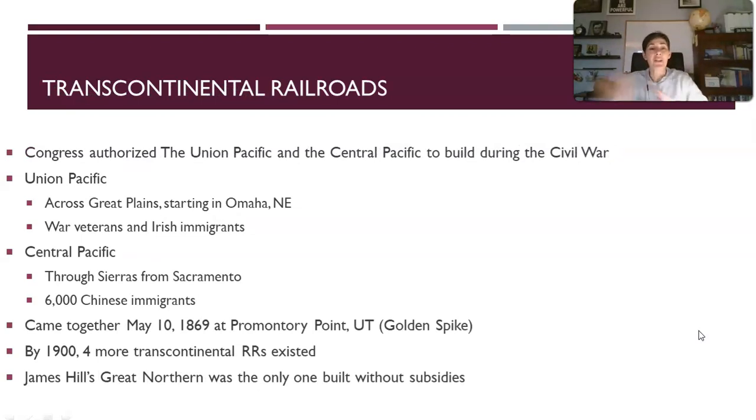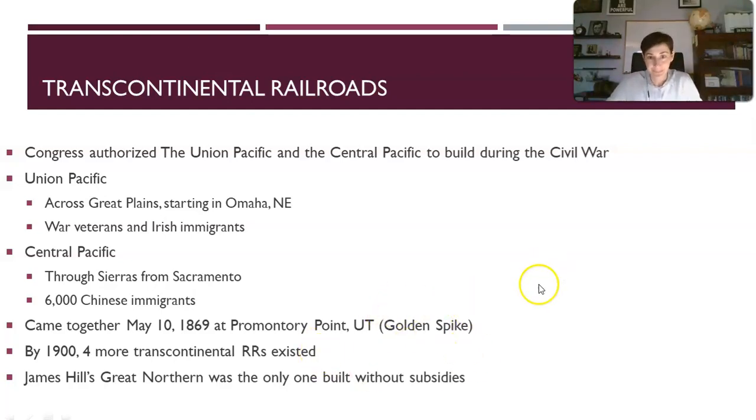Congress authorized the Union Pacific and Central Pacific to build during the Civil War. Eventually, they would end up merging, but they came together on May 10th, 1869 at something called Promontory Point. They nailed in a golden spike to symbolize the connection of the East and West. And this solidified the connection of the entire country together via the railroads.